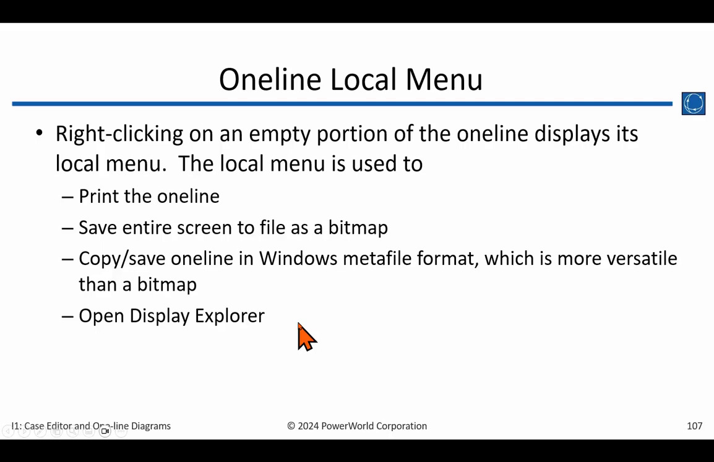If you just right click on an empty portion of a one line diagram, it'll bring up a local menu for the diagram itself. Instead of, like, if you right click on a specific object, it'll give you a context sensitive local menu for that object. But just going in a blank space will bring up things like one line options.